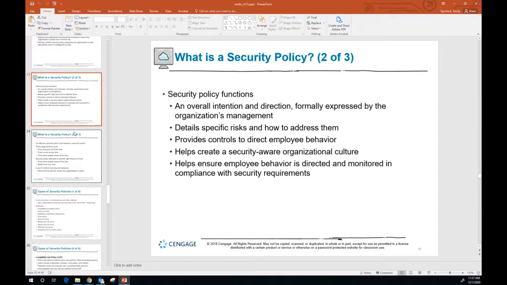The function of a security policy is that it gives overall intention and direction, and it's formally expressed by the organization's management. So it details specific risks and how to address them, provides controls to direct employee behavior, helps create a security-aware organizational culture. It also helps ensure that employee behavior is directed and monitored in compliance with security requirements.